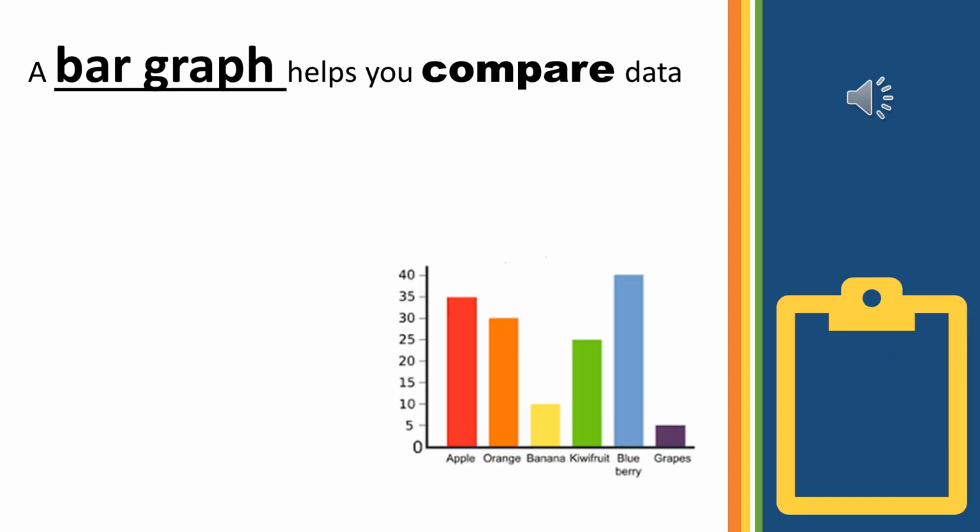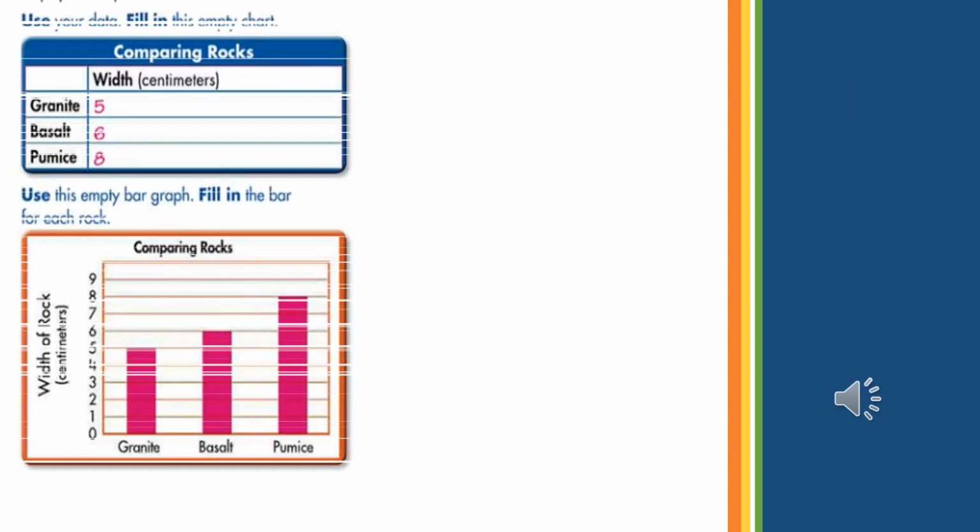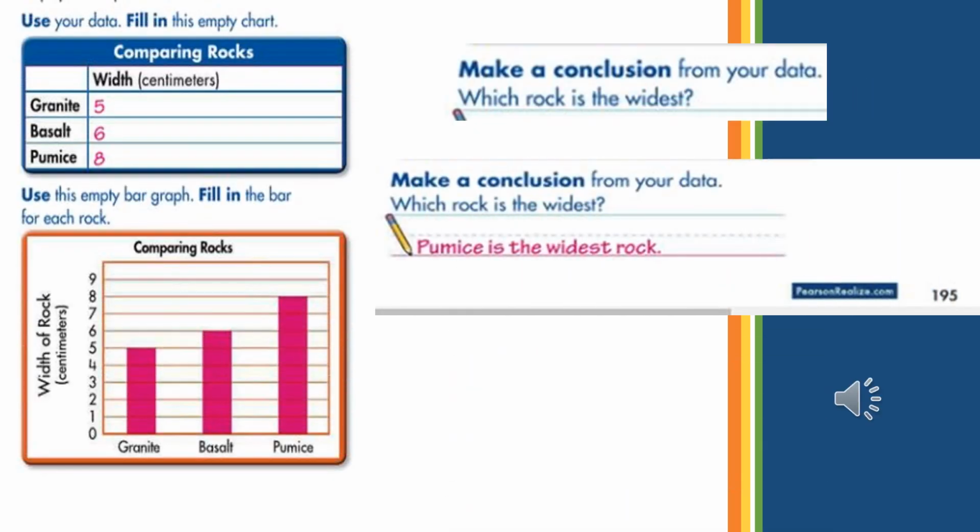But a bar graph helps you compare data. What the job of bar graph is to compare. Bar graph is comparing data. You can find which one is larger or which kind is more common. It's more clear in page number 195.